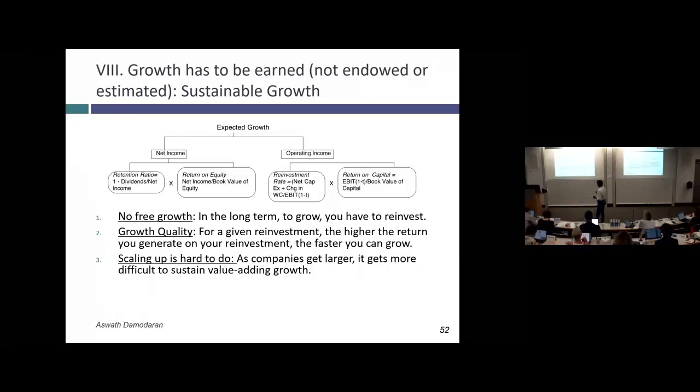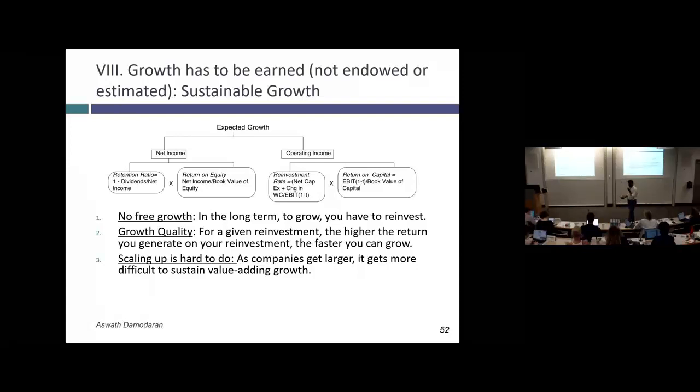If you look at the equation I use, reinvestment rate times return on capital, that's how you get the growth in operating income. That's how I valued Amgen and Tata Motors. If you were doing an equity valuation, instead of the reinvestment rate, you'd use the retention ratio, which is the percentage of net income that you put back into the business, and instead of return on capital, you use return on equity. But in either case, what I'm trying to do is emphasize that if you want more growth, you've got to tell me what you're going to do differently. Either you reinvest more or you reinvest better. There is no free growth. I can't raise the growth rate by 3% and leave everything else unchanged.